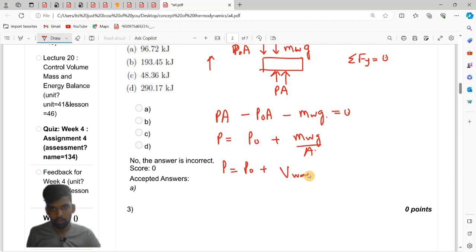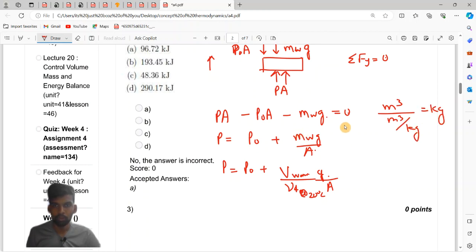mass of water, which is nothing but volume of water divided by the specific volume of water at 20 degrees Celsius, times g divided by A. Because volume is in meter cube and specific volume is in meter cube per kg, at the end we will get mass in kg. So we can write the mass of water this way because the temperature of water is not changing, since the piston separating the air and the water is insulated. So it is always at 20 degrees Celsius, meaning it is always in liquid state, so we can use specific volume in order to calculate mass.